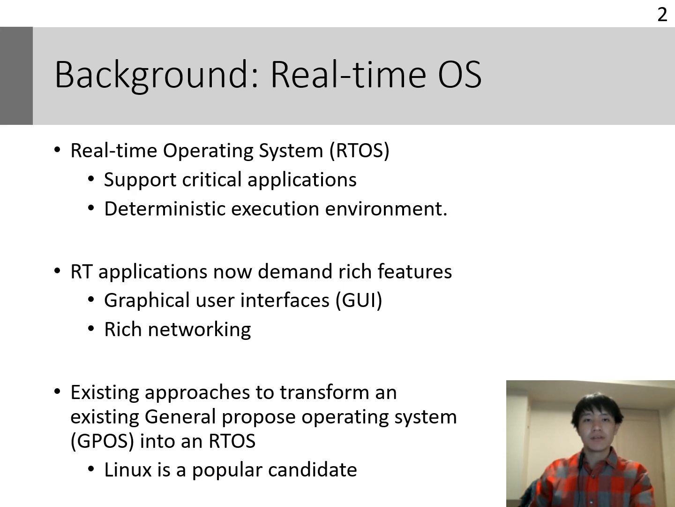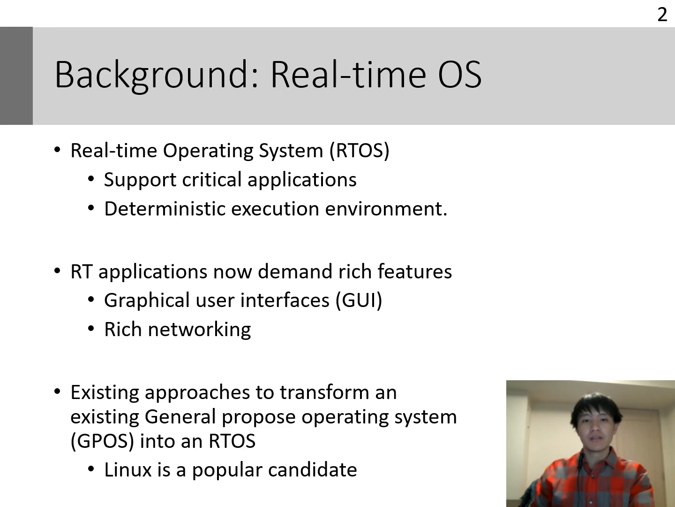First is the background of our research. It's about real-time operating systems, RTOS. Real-time operating systems are used to support various critical applications, and they provide a dynamic execution environment. With the development of IoT and edge computing applications, real-time applications are now demanding more and more features from the operating system. For example, graphical user interface or rich networking. This inspires approaches to transform existing general-purpose operating systems, GPOS, into an RTOS.